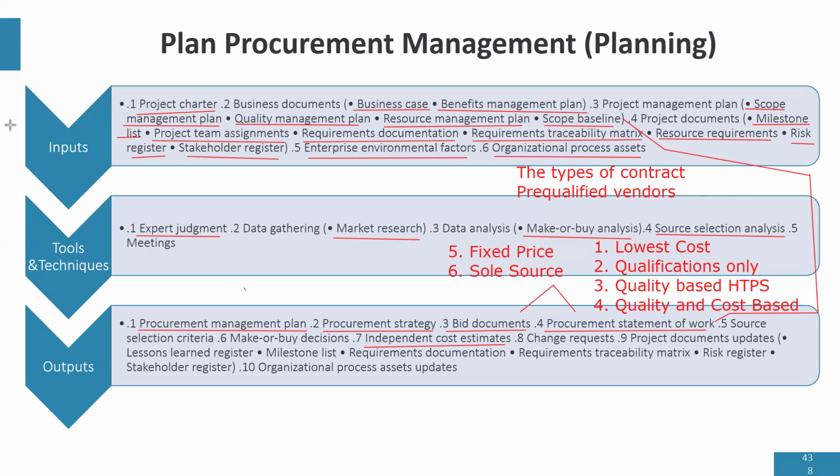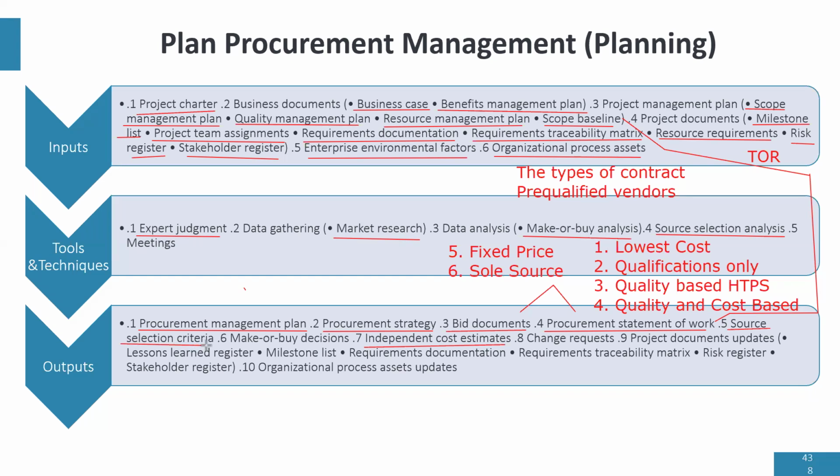So the scope baseline serves as terms of reference, which means if the vendor wants to have more information on how their work fits into the full scope of the project, they can use the scope baseline as a terms of reference. Now, another thing that we talked about is the source selection criteria. So what's source selection criteria?